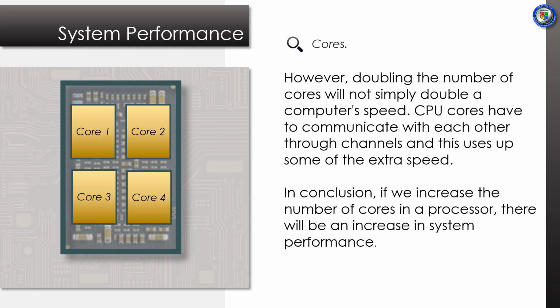However, if we double the number of cores, this does not mean that we double the computer's speed. CPU cores have to communicate with each other through channels, and this uses up some of that extra speed. So in conclusion, if we increase the number of cores in a processor, there will be an increase in system performance.